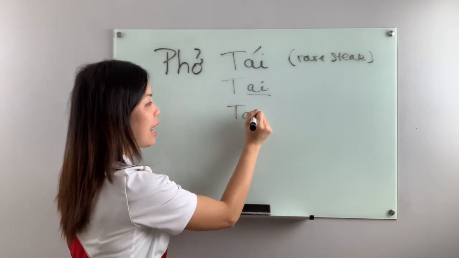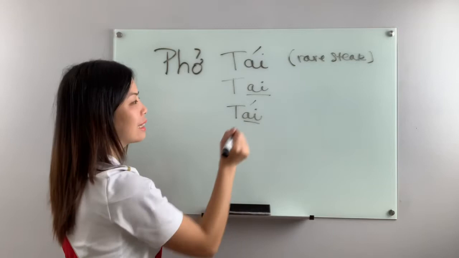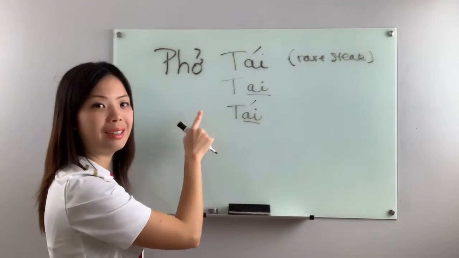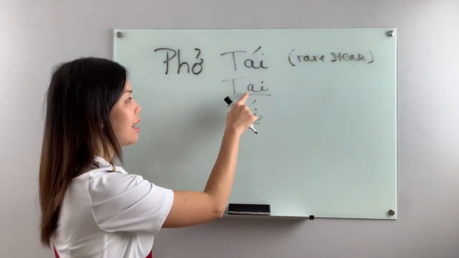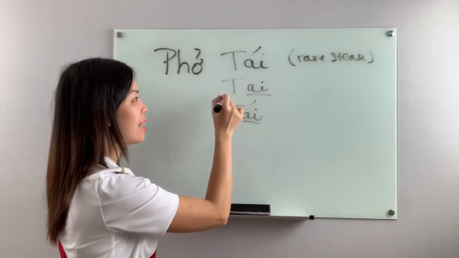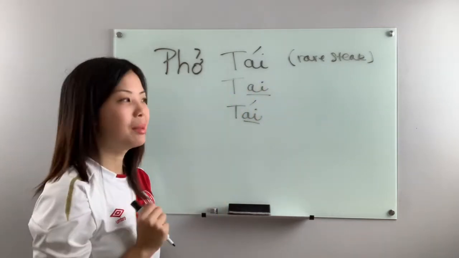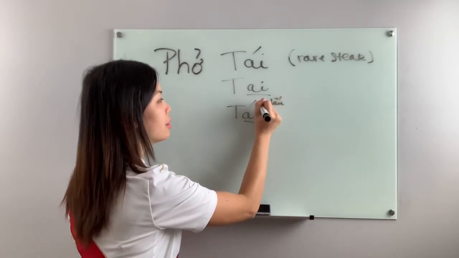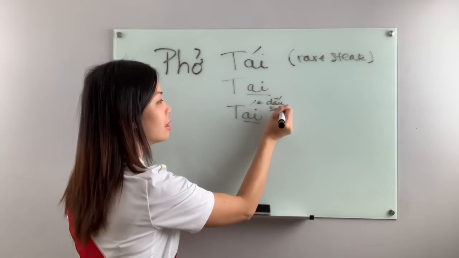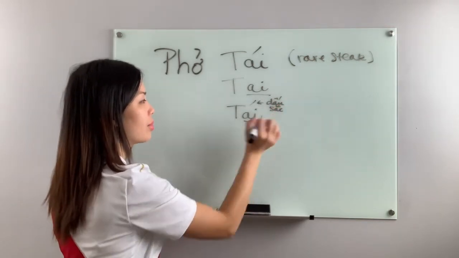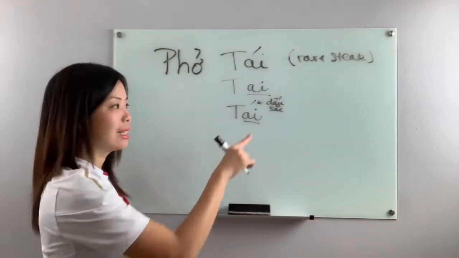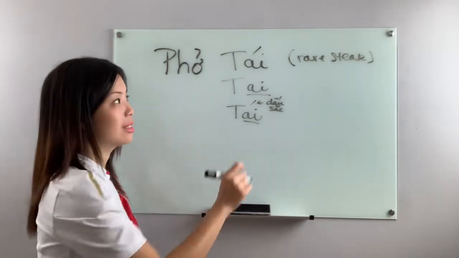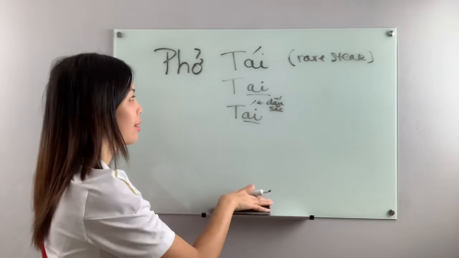Tái, sắc, tái. Phở tái. Together it is tai. Tai means ears in Vietnamese. And you add this dấu sắc. Tái. Phở tái. It is the rare steak pho.